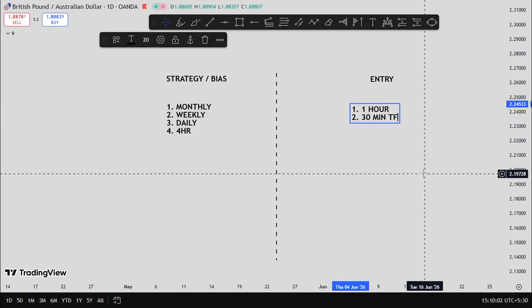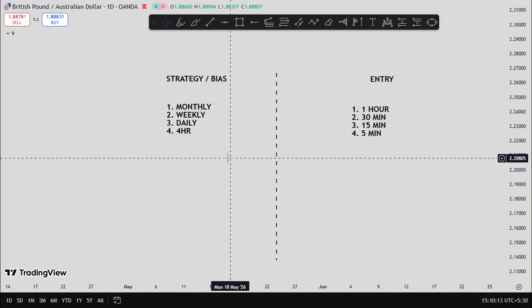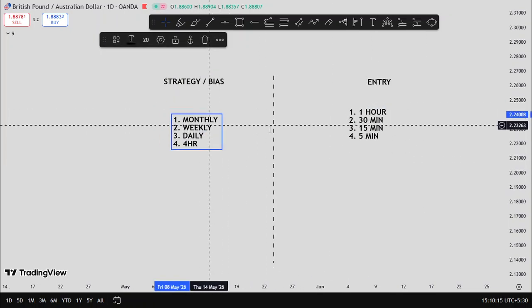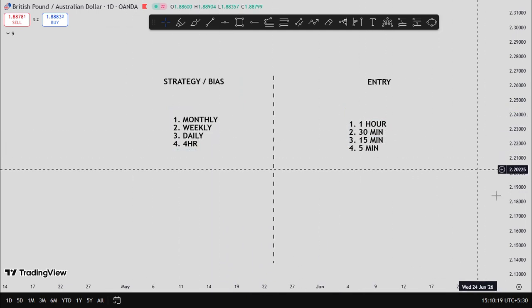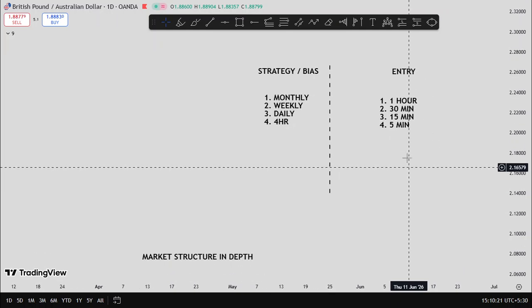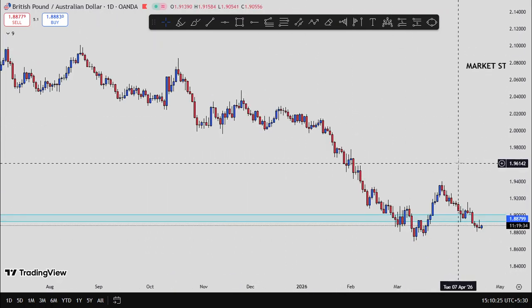So I have the 15-minute time frame and the 5-minute time frame too, and I don't use the monthly time frame. Still, I'll keep it just to show you how the monthly time frame can help you. So this is the strategy and entry. Now let's look at examples.